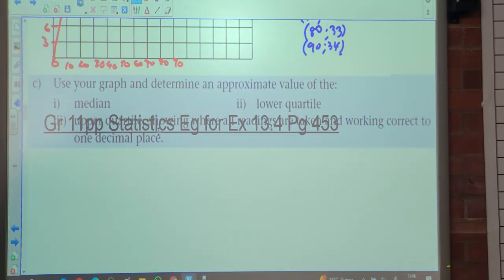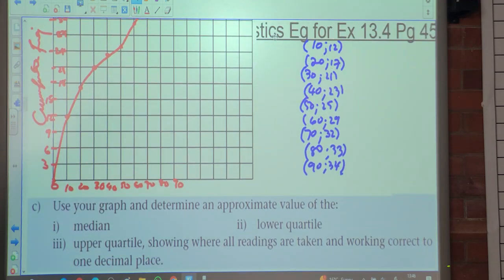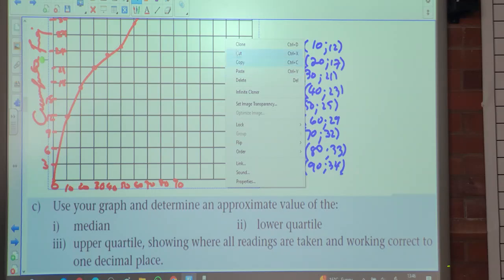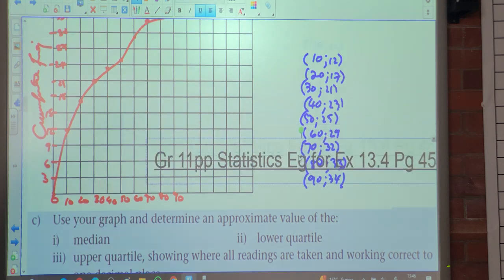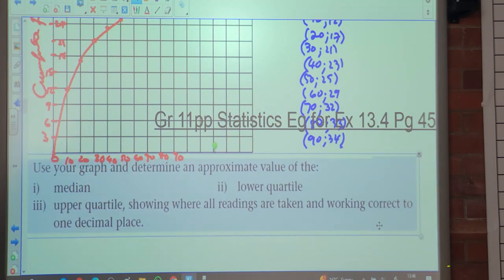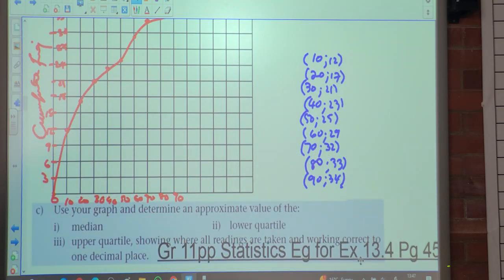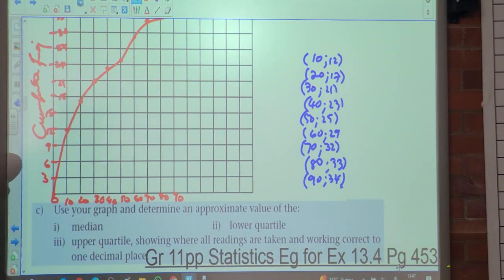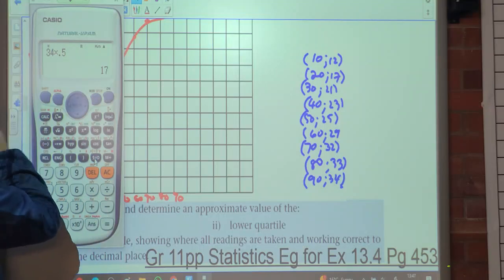People, what's the median? The median is the middle number of sorted data. Okay. So the median is the middle number. So people, how many values are here? 34. So your median is going to be 34 divided by 2. So it's going to be the 17th value.